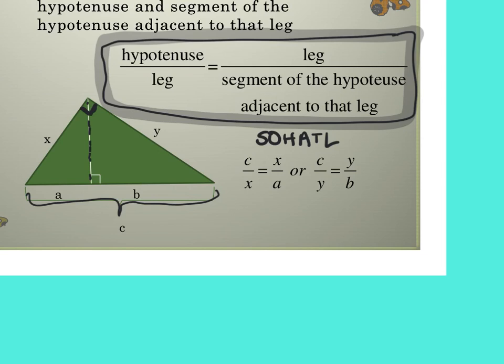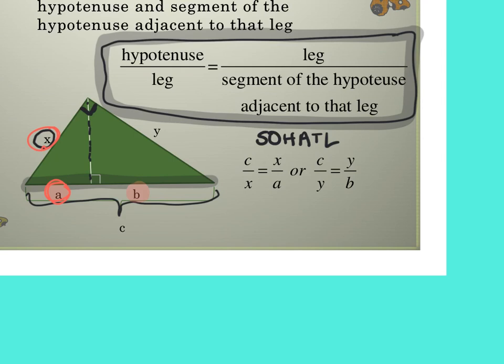Now there's two legs, so there's two proportions you can set up. If I want to solve for X first, or if I'm given that side first, then that's the leg I'm going to use. So C over X would equal the leg repeats, X over the segment of the hypotenuse adjacent to the leg. This hypotenuse is divided into two segments, A and B. When we're using X, we want to use A because that's the segment that's next to that leg. Remember, adjacent means next to. That's one proportion you can set up.